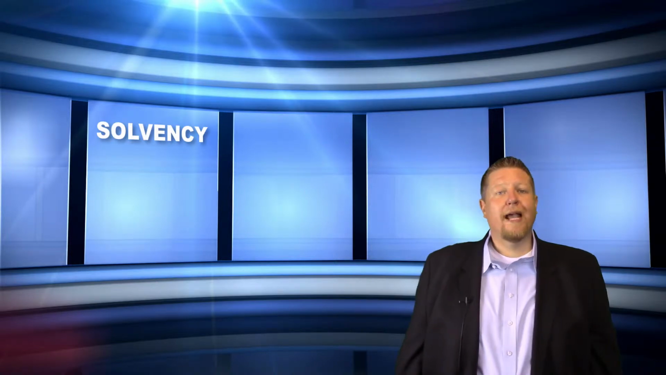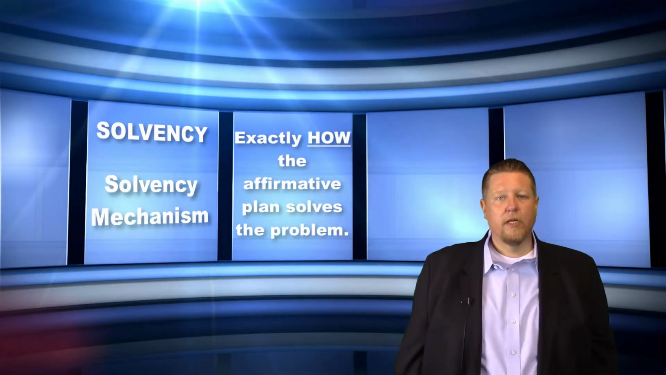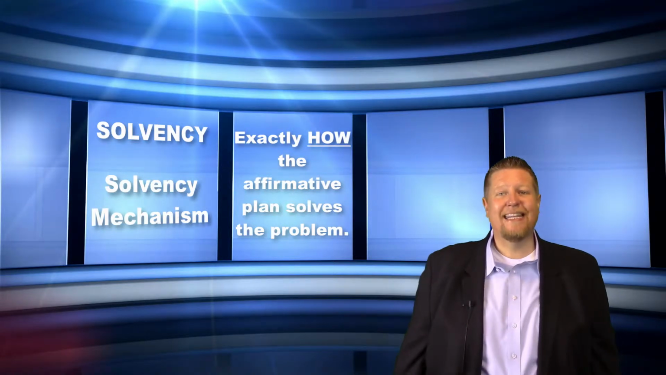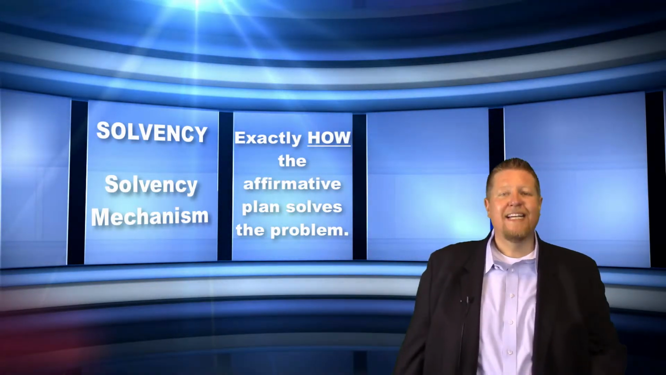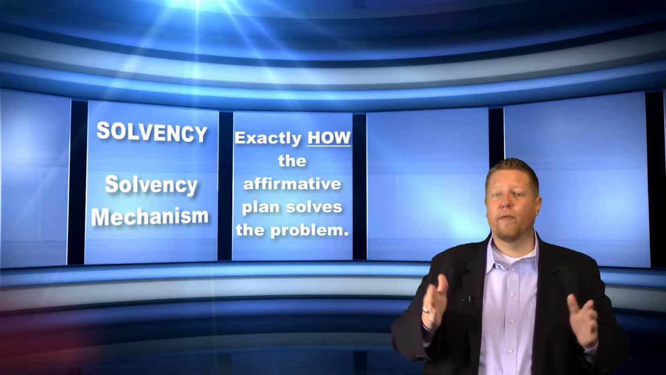So let's move on to our next solvency term, the solvency mechanism. That's just a fancy way of saying exactly how you are going to solve the problem. So if the problem is too much government surveillance, your solvency mechanism might be to end the use of drones, ban warrantless wiretaps, or end the PRISM program. Each of these is a solvency mechanism that, if implemented, would presumably solve the problem.